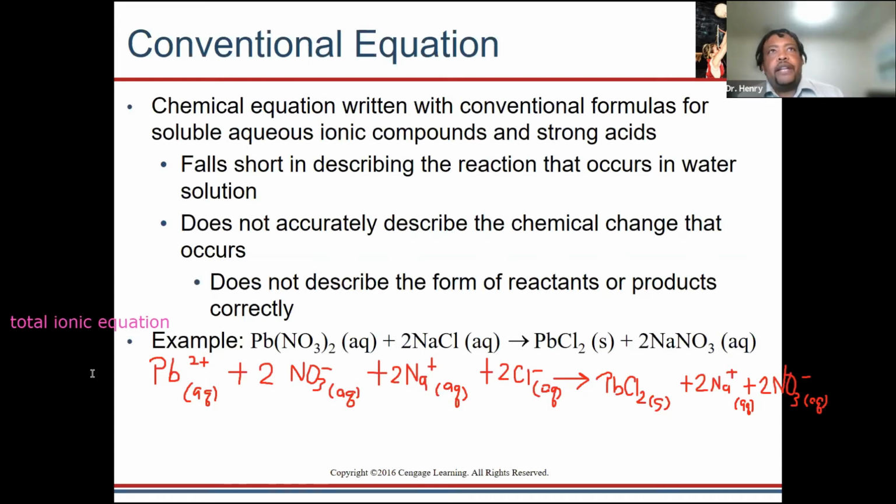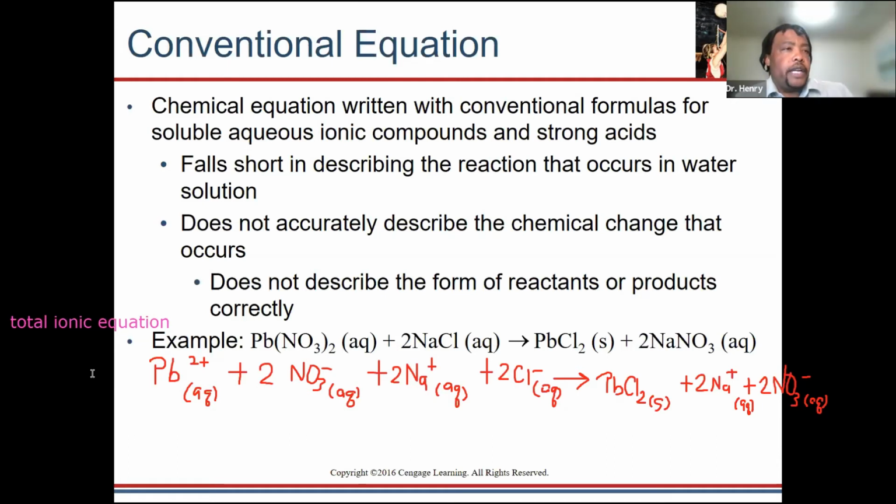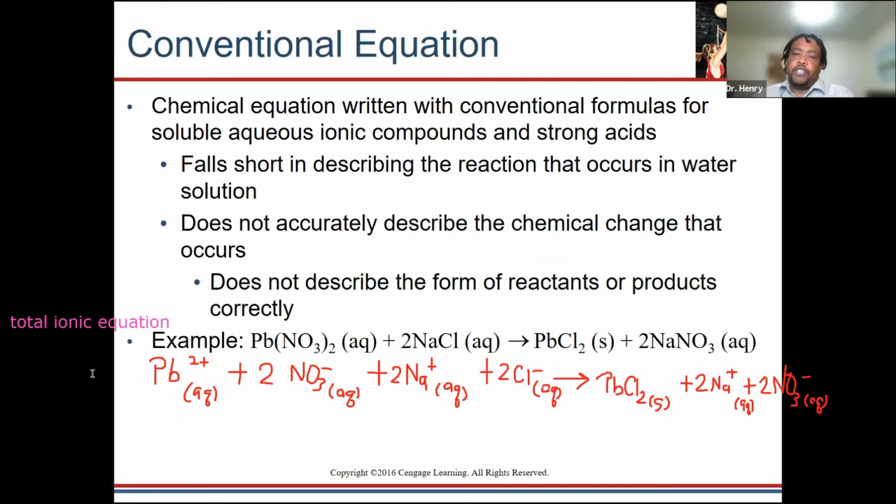Okay, and anytime they say something is precipitated, that means it forms a solid, right? That means it forms a solid even though it's in a solution. That means you're going to use an S for that. So, does that make sense? I think so. Yeah. Okay, so precipitation means formation of a solid.